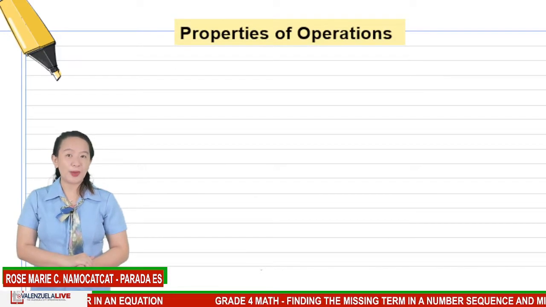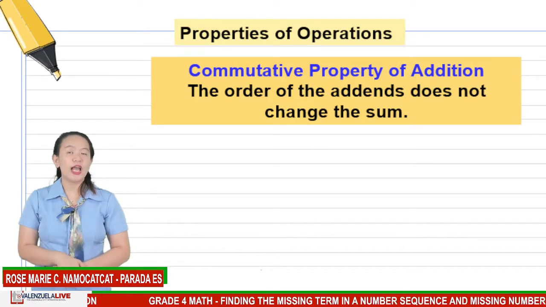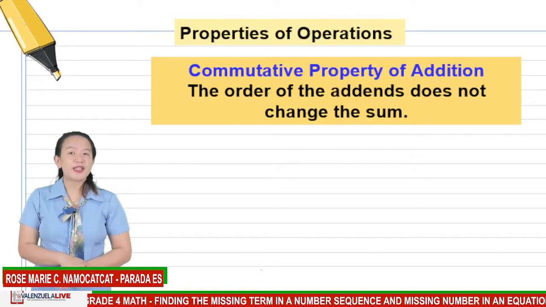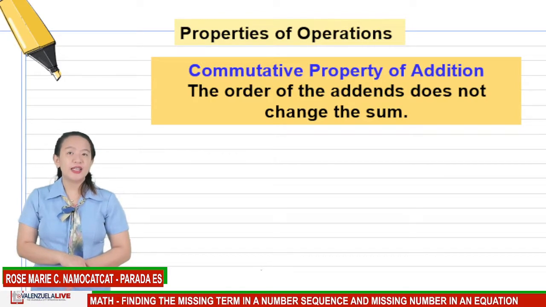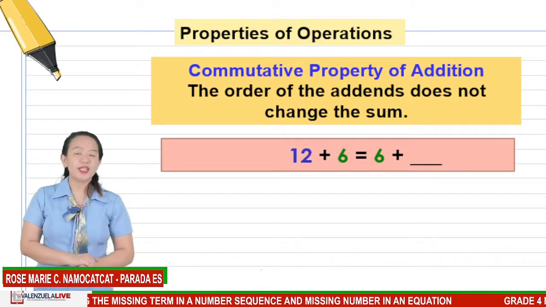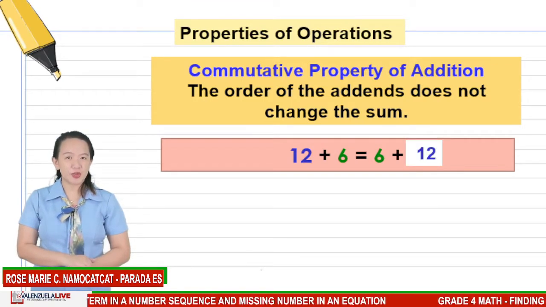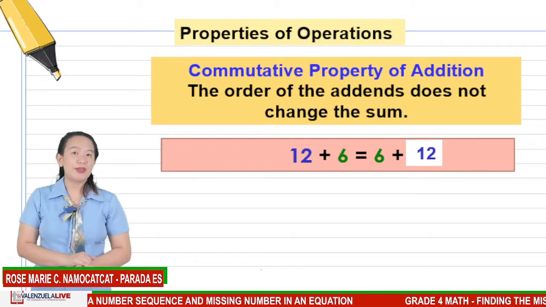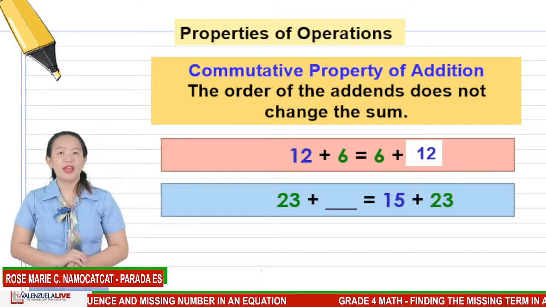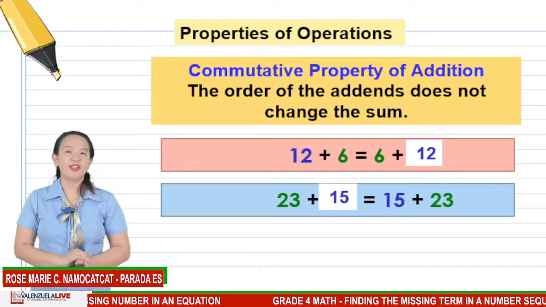Now let's go to the properties of operations. The first property that we are going to use is what we call the commutative property of addition. The commutative property of addition states that the order of the addends does not change the sum. Let's have an example here. 12 plus 6 is equal to 6 plus, what will be the next number? The answer is 12. Very good. It shows that even if we change the order of the addends, the sum is still the same. Next, 23 plus blank is equal to 15 plus 23. The answer is 15. Great.